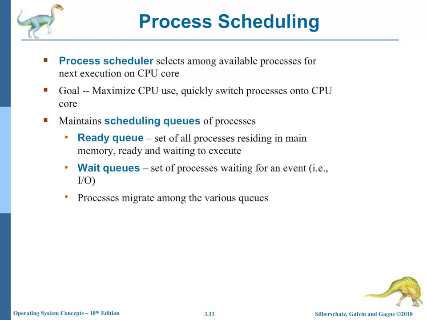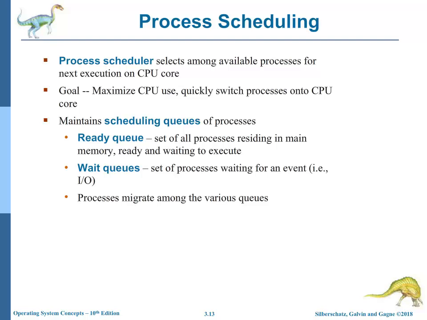Process scheduling is the activity of the process manager that handles the removal of the running process from the CPU and the selection of another process on the basis of a particular strategy. Process scheduling is an essential part of multi-programming operating systems. Such operating systems allow more than one process to be loaded into the executable memory at a time, and the loaded processes share the CPU using time multiplexing.